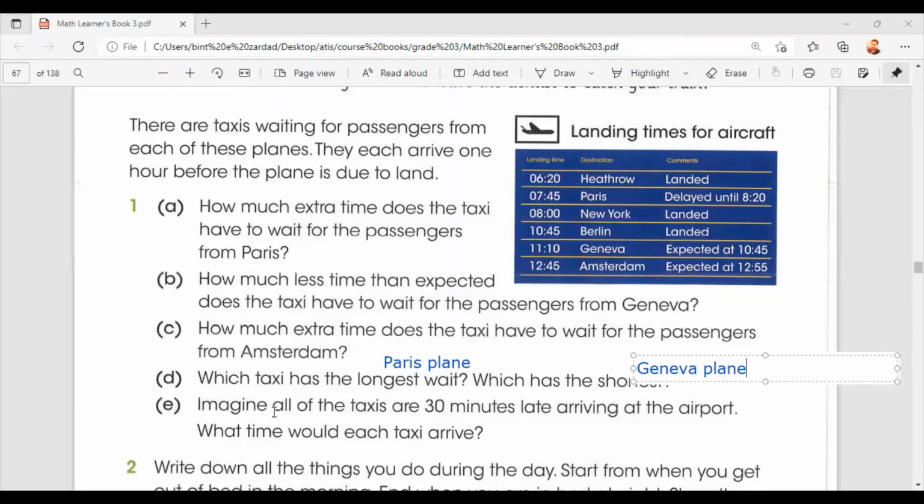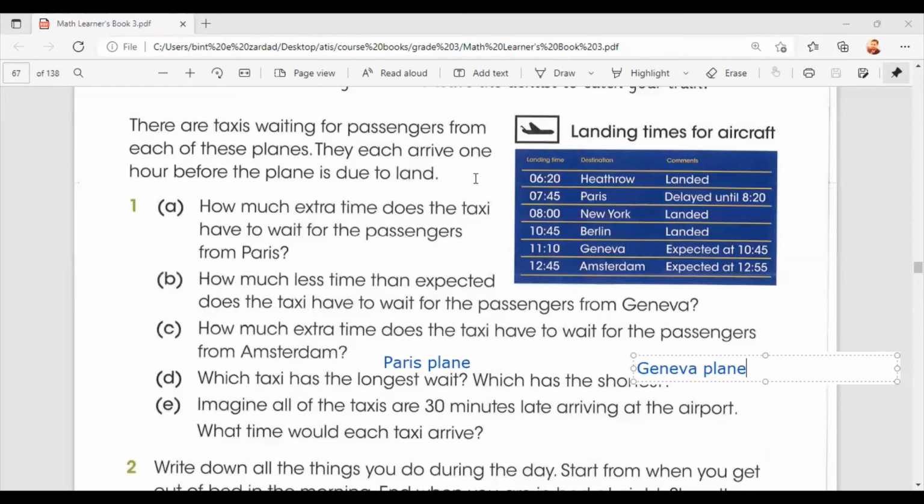Okay, imagine all of the taxis are 30 minutes late arriving at the airport. What time would each taxi arrive? It's very easy. We are talking about 30 minutes, so we just minus 30 minutes from each landing time of the aeroplane.